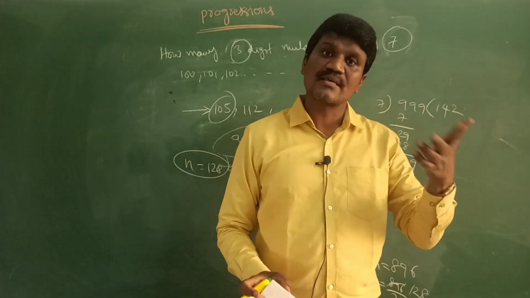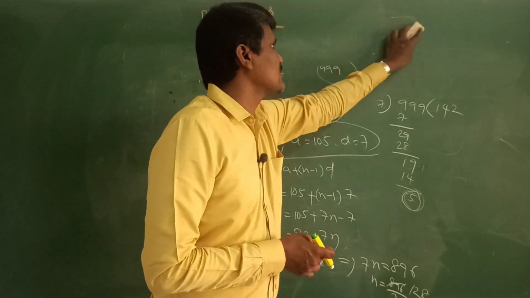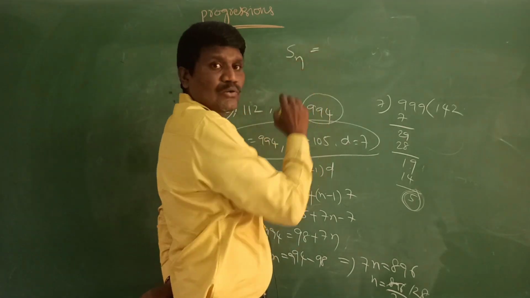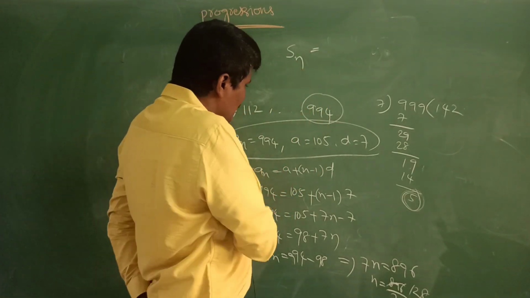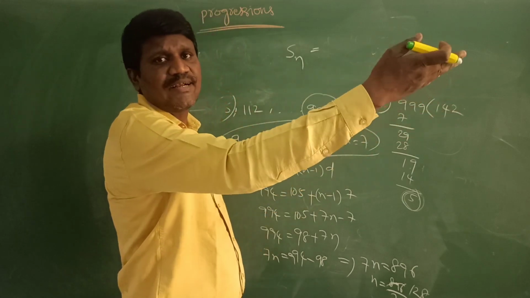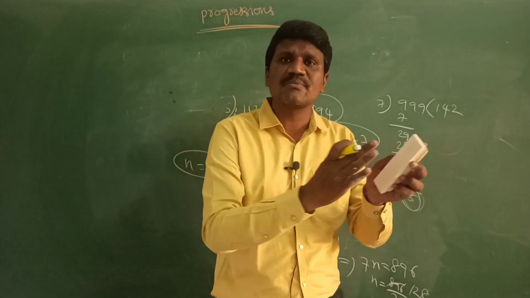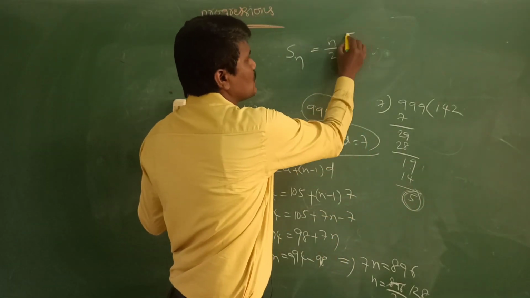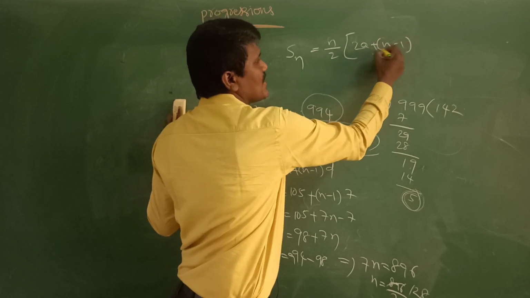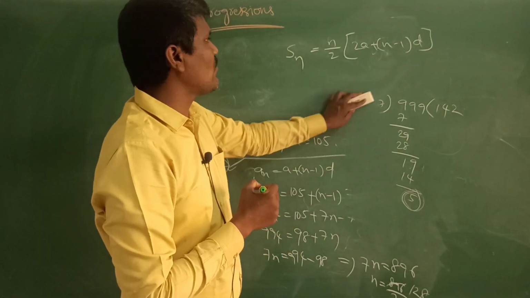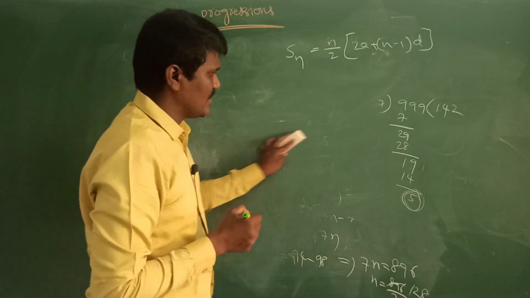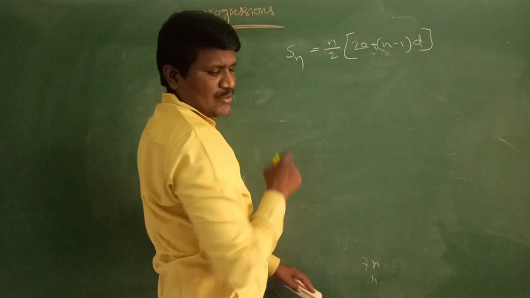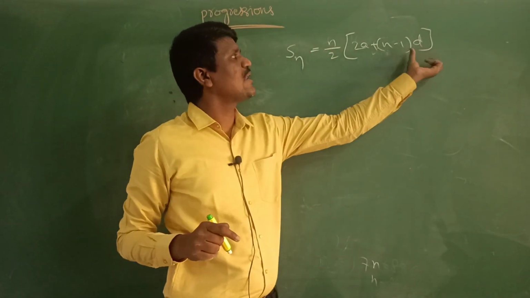Let's see the sum of n terms. The sum of n terms is denoted by Sn. Sn is the sum of n terms. Suppose 10 terms are there, what is the sum of 10 terms? If there are 100 terms, what is the sum of 100 terms? So the formula here is Sn is equal to n by 2 into 2a plus n minus 1 into d. So this is the formula for the sum of n terms: Sn is equal to n by 2 into 2a plus n minus 1 into d.